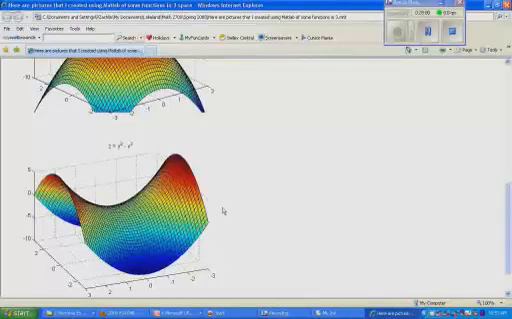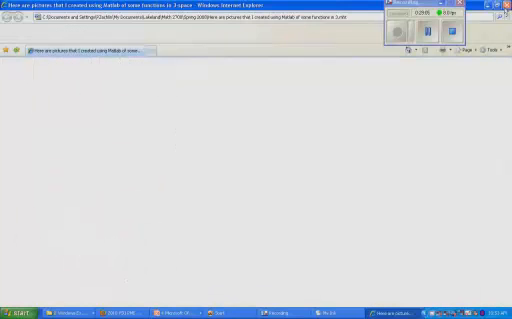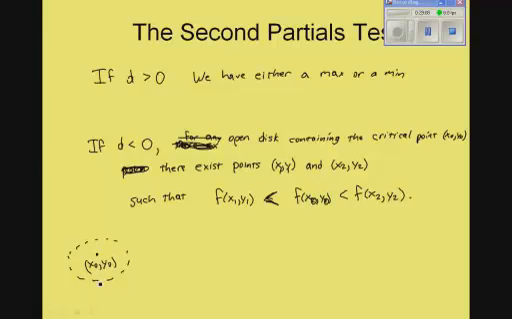Questions on that? Okay. Back to this. Let's finish our, oh, that's if D is less than 0. What if D equals 0? No conclusion. So then we can't tell if we have a max or a min, at least not from this test.